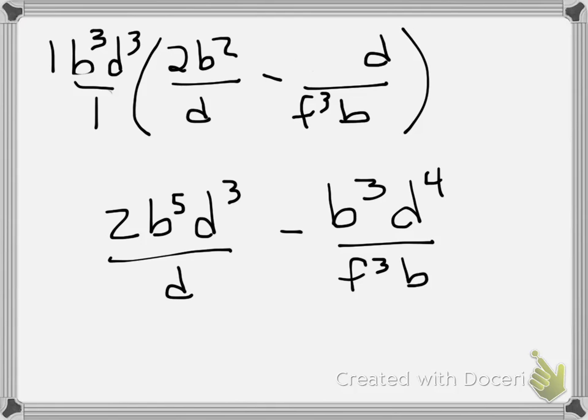And then from here, we're going to simplify each fraction. So we can get rid of the d here, because 3 minus 1 is going to be 2, so this would leave us with a 2 here. And then we can get rid of the b down here and turn this b cubed into a 2, because, again, 3 minus 1 is 2, which would leave us a b squared on top. This would be as simplified as it would get. So our final answer would be 2b to the 5th d squared minus b squared d to the 4th over f cubed.